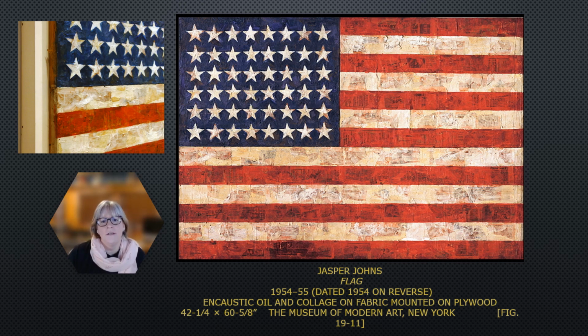Now, encaustic means that wax, often beeswax, is used as a binder. The wax is heated until it becomes liquefied, then colored pigment is added to it. Here, Jasper Johns applied his colored wax in layers to create a sculptural quality that still has transparency to it. Johns said that he had a dream that he painted the American flag. The next day, he started making this piece.